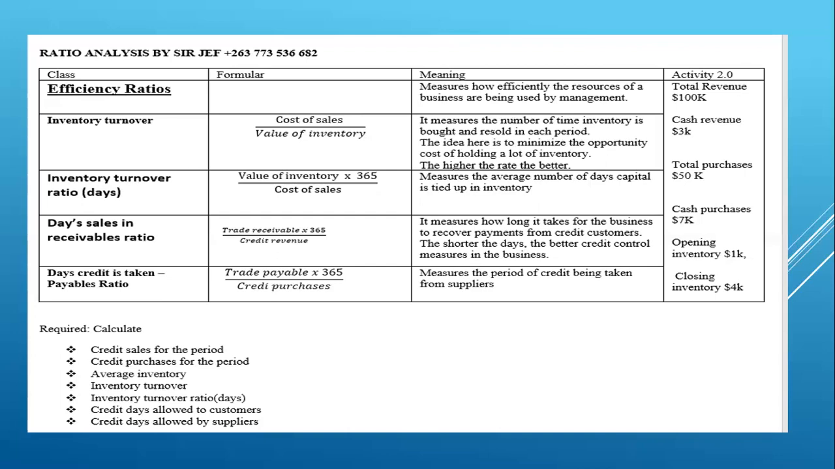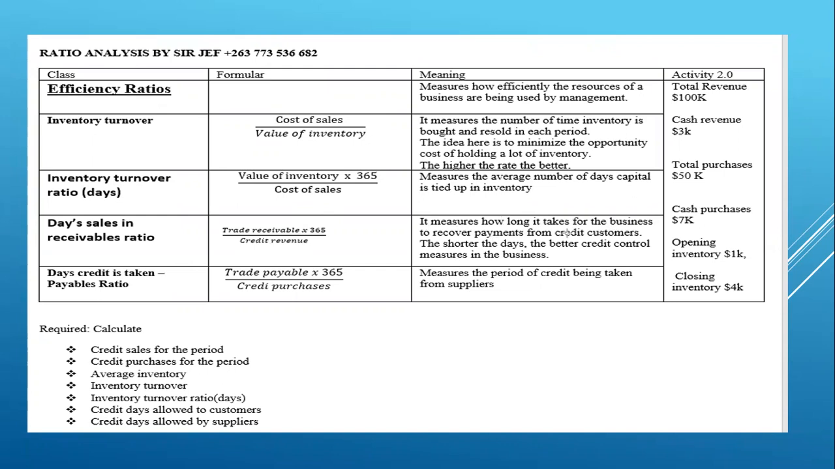Then the other one is days sales in receivable ratio. It's trade receivable, which is our credit customers, multiplied by 365, we divide the answer by credit revenue. Take note, this is credit what? Revenue. You need to take note, this is what? Credit revenue, okay? Then you need also to be very careful on this one. On this one, we're saying you need to take note that these are credit revenue. It measures how long it takes for the business to recover payments from credit customers.